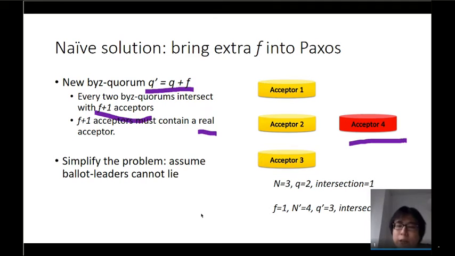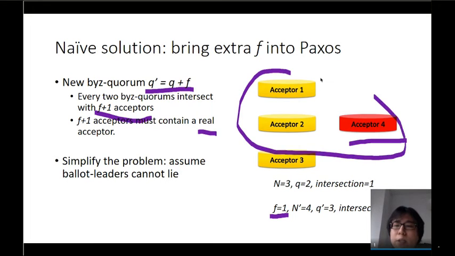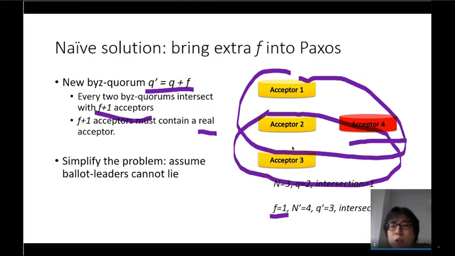For example, let's set F to 1 in this figure. Previously we had a quorum size of 2 with 3 normal acceptors. Now we have a quorum size of 3, and any two quorums will have 2 acceptors in common, and at least 1 acceptor is a real acceptor, which means that acceptor is completely following the protocol. Can this work?